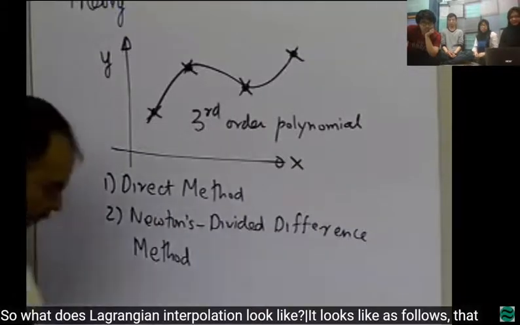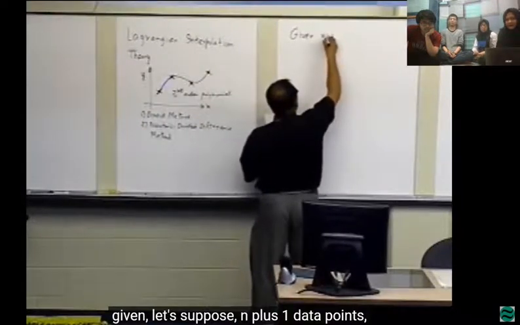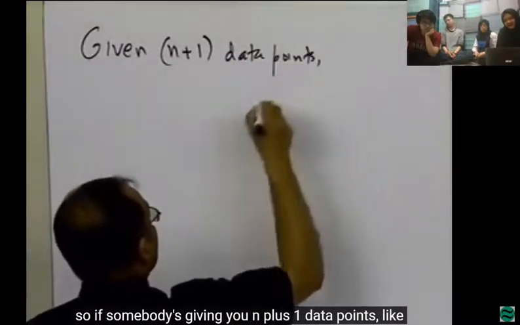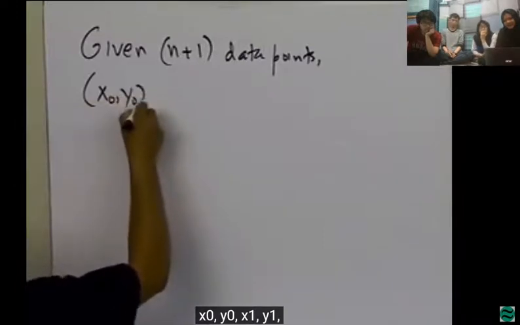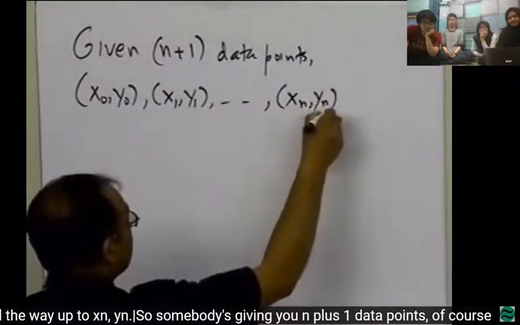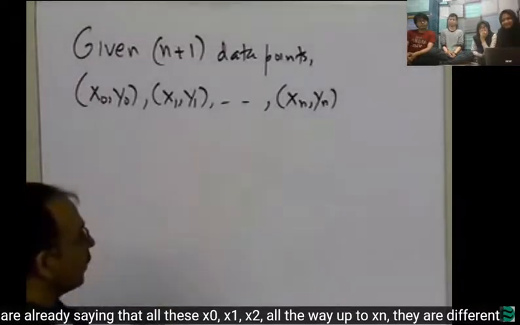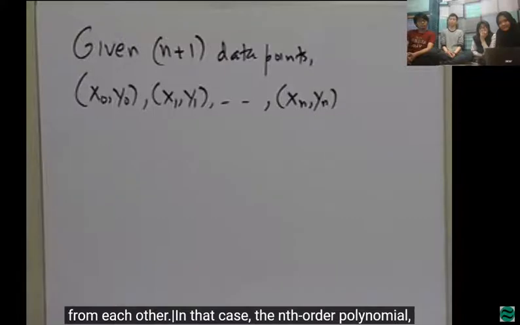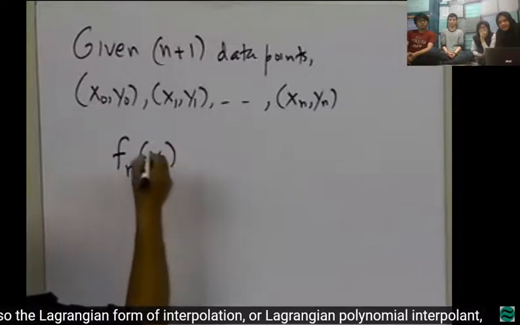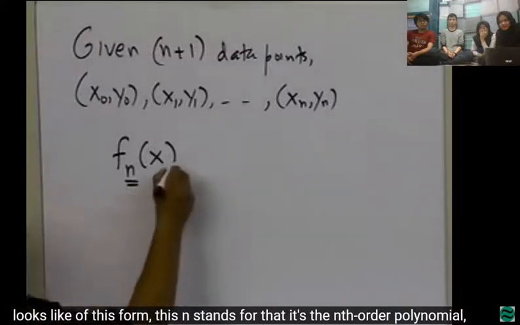So what does Lagrangian interpolation look like? It looks as follows: given, let's suppose, n plus 1 data points, like x naught, y naught, x1, y1, all the way up to x of n, y of n. Of course, we are already saying that all these x naught, x1, x2, all the way up to xn are different from each other. In that case, the Lagrangian form of interpolation, or Lagrangian polynomial interpolant, looks like this form. This n stands for the nth order polynomial.